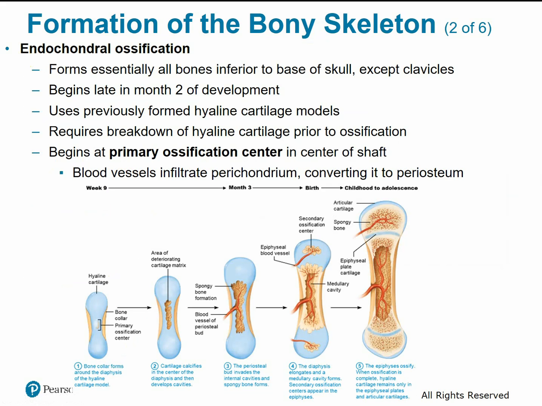So we said this begins around the second month of development in utero. So it's going to form the bone tissue from that hyaline cartilage model. Right? So from inside the cartilage, we will form bone tissue. This process begins at what's called the primary ossification center, so being our first bone-forming center in this hyaline cartilage model. Blood vessels will also start to infiltrate the perichondrium or the outer layer of the hyaline cartilage skeleton and convert it into the periosteum or the outer layer of bone tissue.